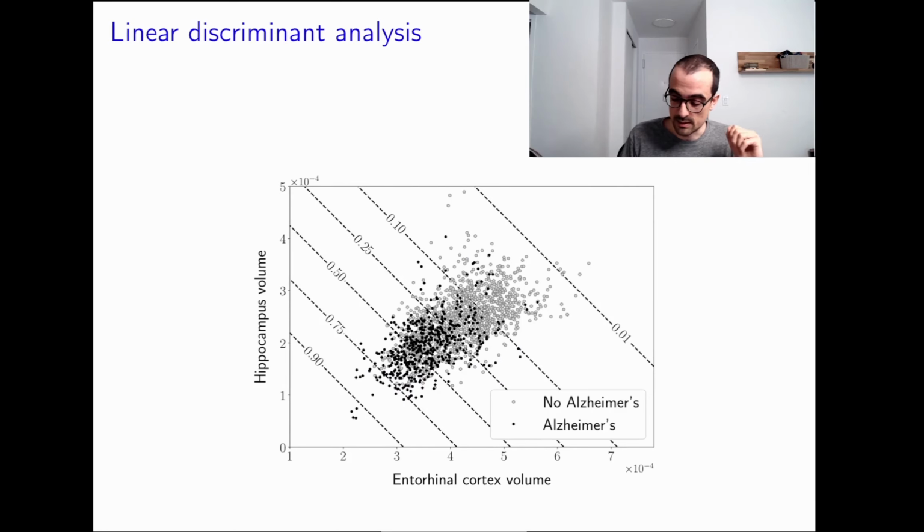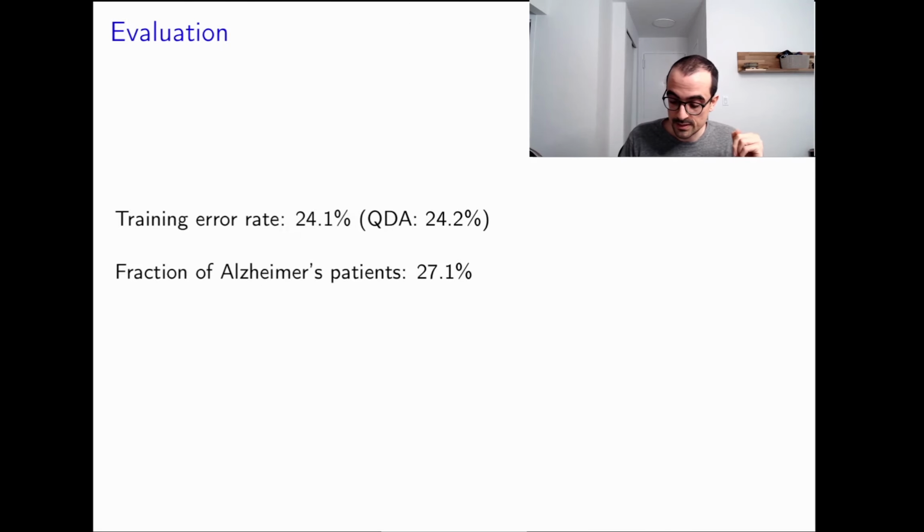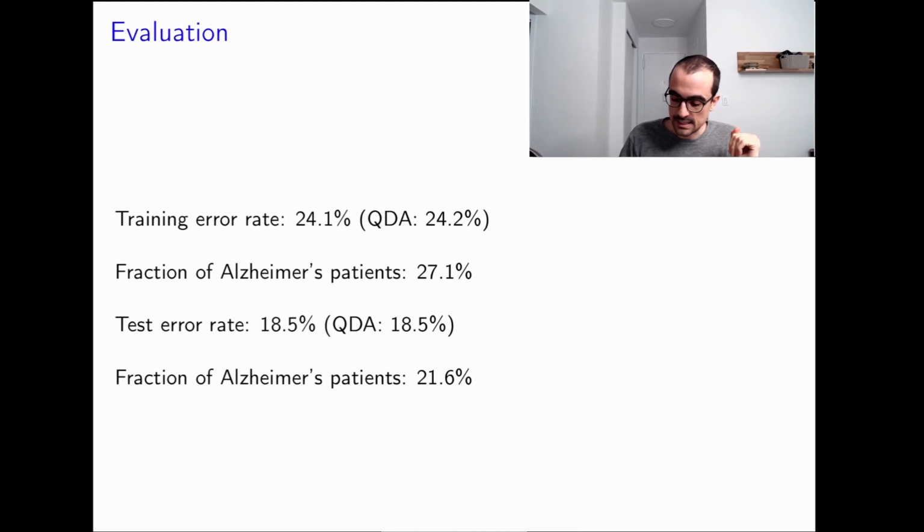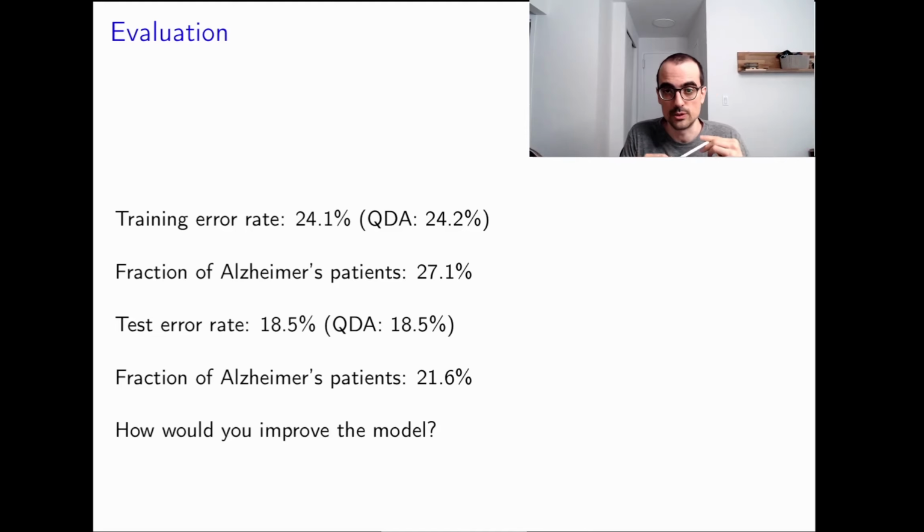Let's check out how good it is. The training error rate is very similar to the quadratic one. Remember that the fraction of patients with Alzheimer's in the training set, because we need a baseline to compare to, is 27%. And on the test, it's exactly the same. So simplifying the algorithm makes no difference. So now let me ask you, how do you think we could improve this model?